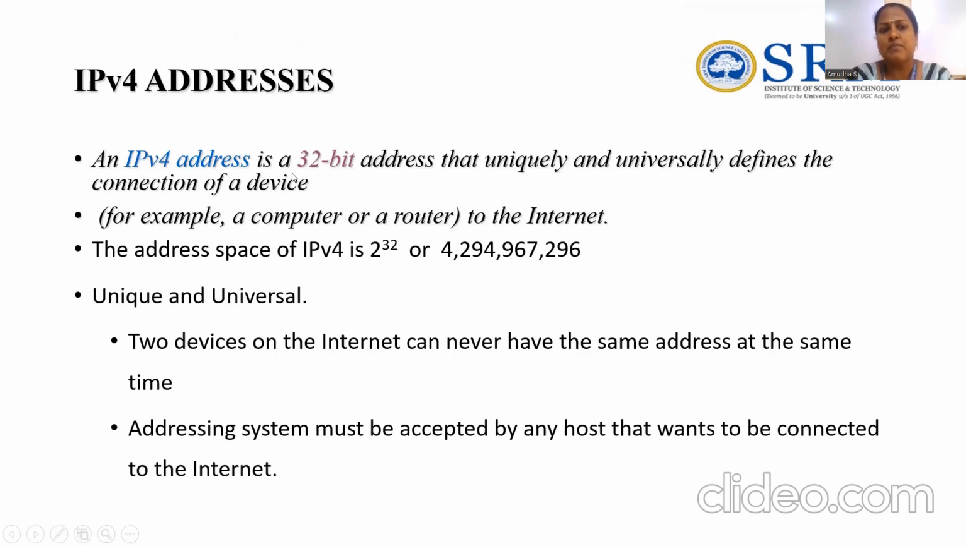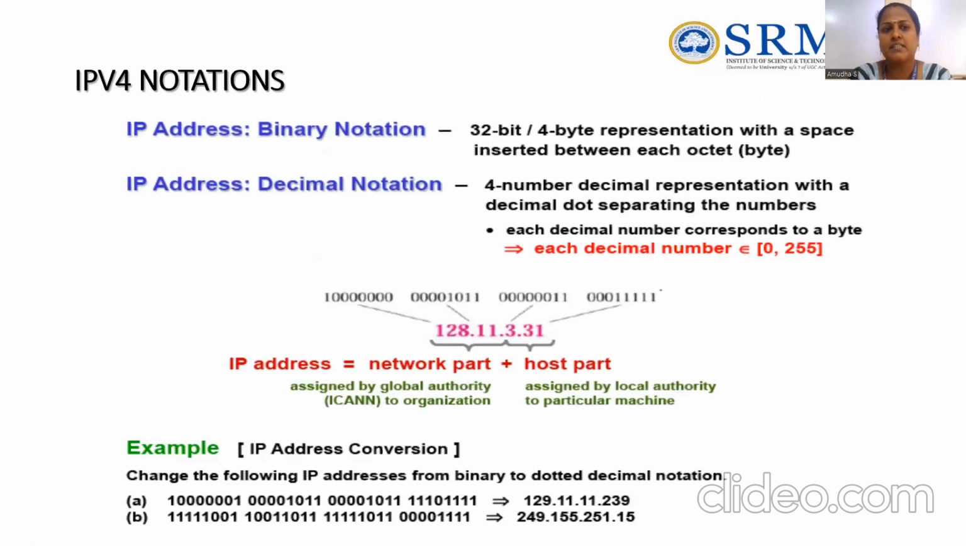Since the size of an IPv4 address is 32 bits, the address space required is 2 power 32. It is unique and universal. It is called unique because a device on the internet can never have the same IP address. In order to identify the individuality, we assign a unique IP address. And universal means that in the network, the addressing system must be accepted by any host within the internet.